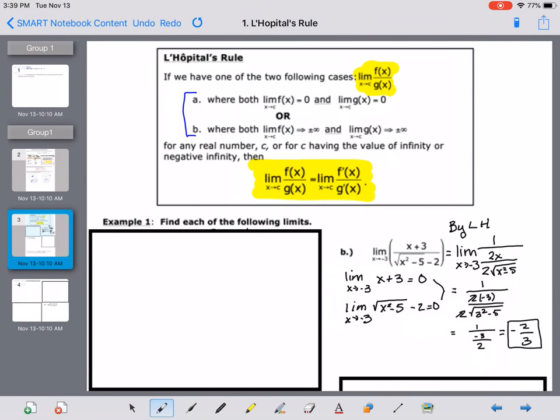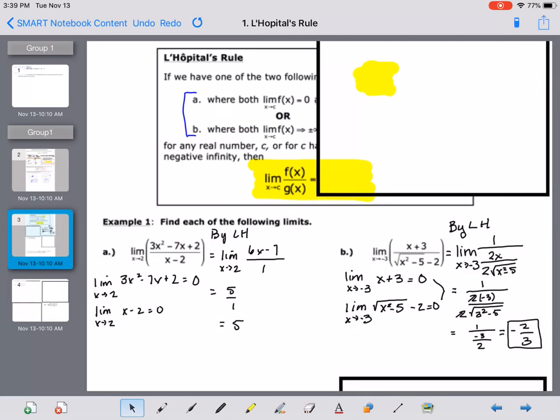Okay, so what I want you to do is to pause the video and then work through A, and when you're done, resume the video. Make sure you pause it. So let's see how we did.